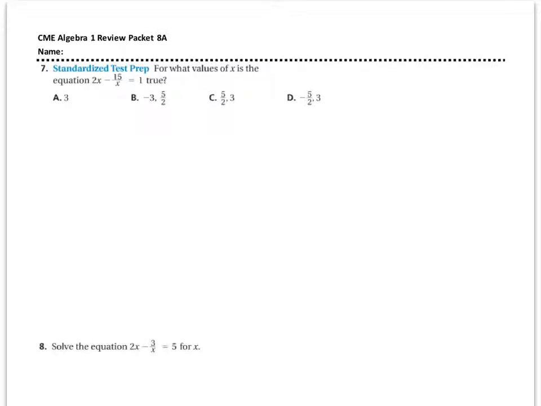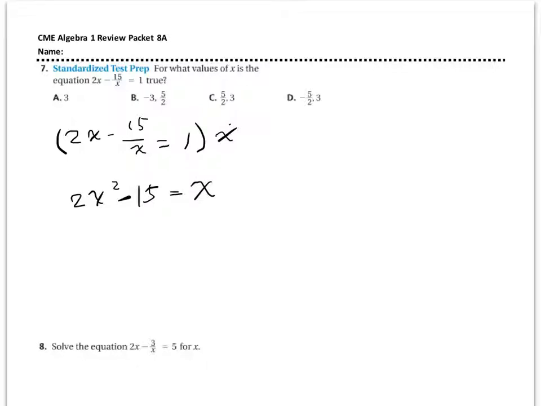Last page, standardized test prep. For what value of x is the equation 2x minus 15 over x equals 1 true? That denominator is annoying, so we're going to multiply the entire thing by x. So x times 2x will be 2x squared minus 15 over x times x. Long story short, that's 2x squared minus 15 equals 1 times x. Now we need 0 on the right side so that we can use the zero product property. So subtract x from both sides, which gives us 2x squared minus x minus 15 equals 0.